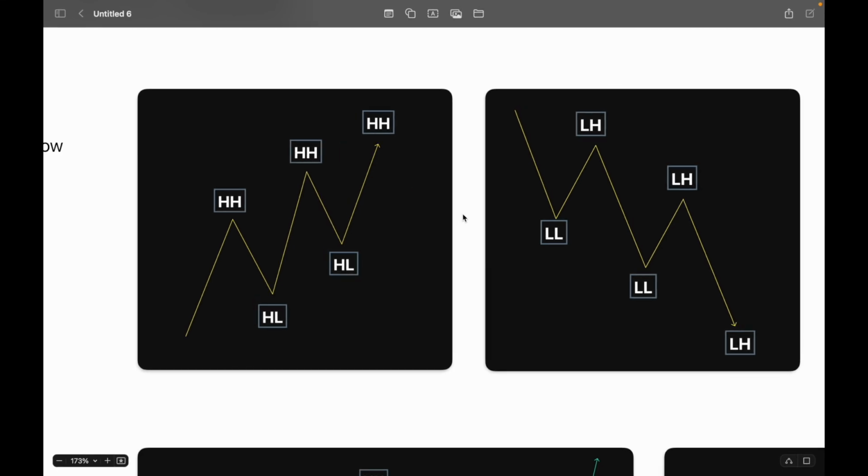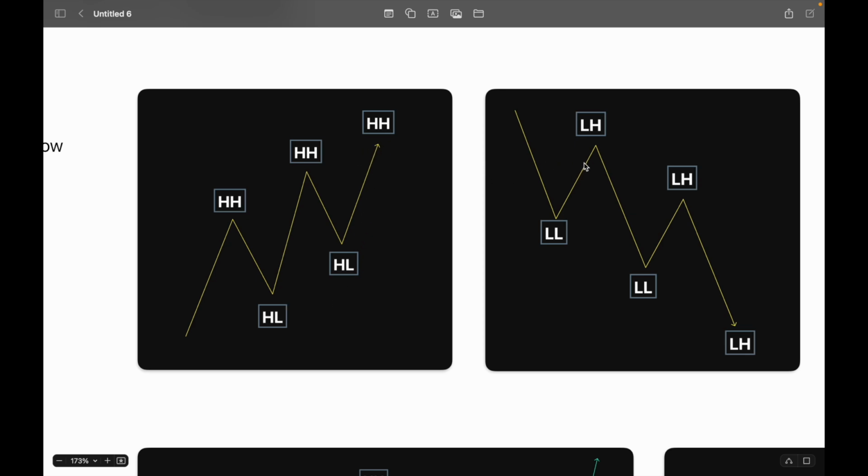Alright, so when we look at these two pictures, here you can see we are in a bullish trend and here we are in a bearish trend. Now you will identify if market makes higher highs, higher lows, higher highs, higher lows, then we are in an uptrend. For example, this low did not break the previous low, but it created a higher high, and this low did not break this low, but it created a higher high.